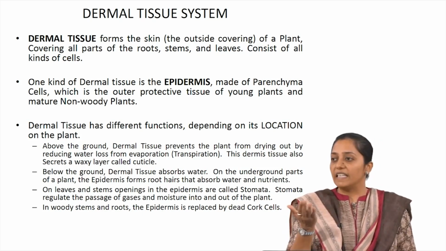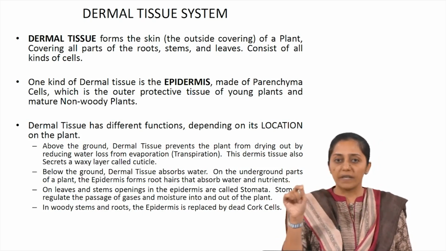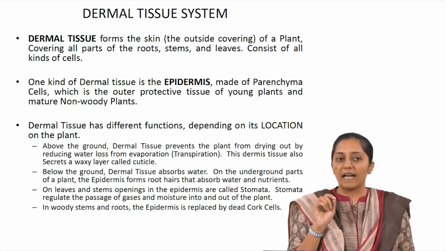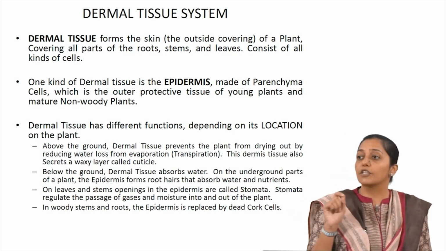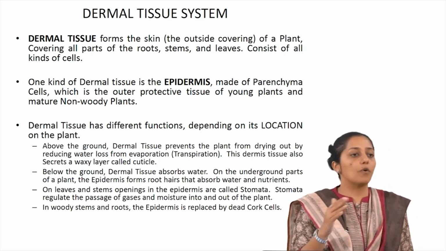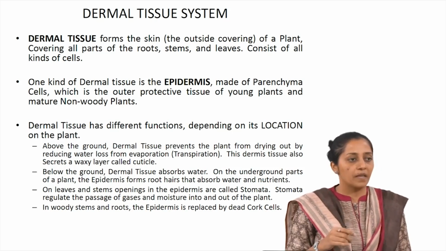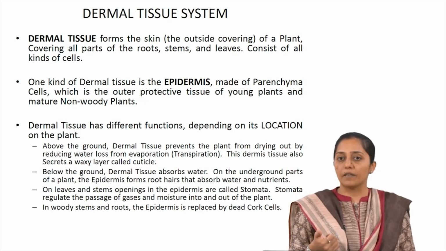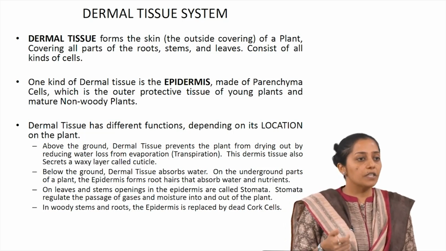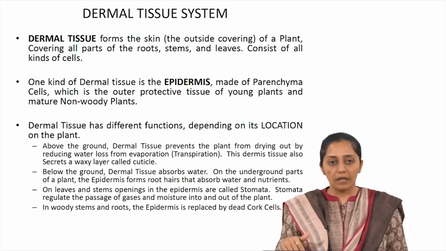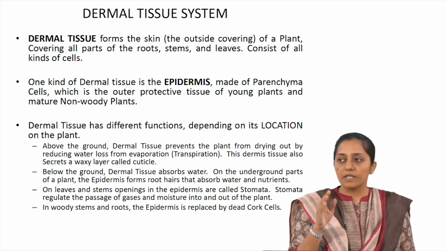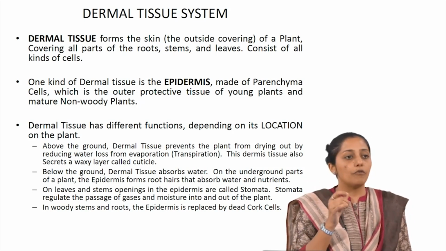Epidermis is mainly made up of parenchyma type of cells. For example, in leaves they form the thin skin, that transparent layer, and sometimes the cells of the epidermis also secrete a waxy layer which is called the cuticle. It serves the purpose of preventing the loss of water from the surface of the leaf or the stem. Then what else? One is epidermis, which you will find especially in non-woody plants or young plants. Then for dermal tissue at the underground level, there are modifications into root hairs. The epidermis on the roots forms root hairs.